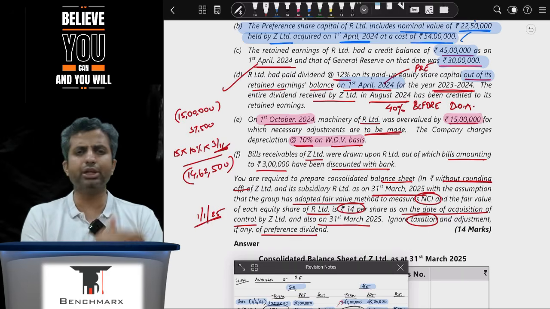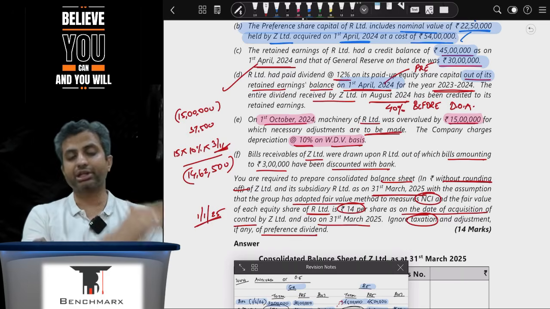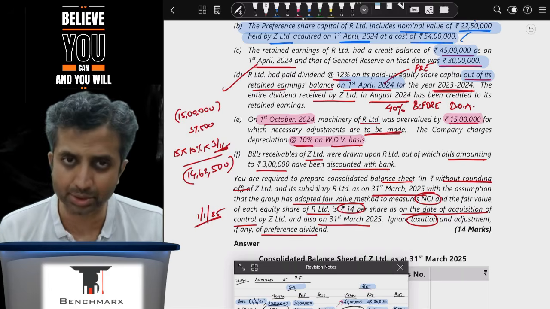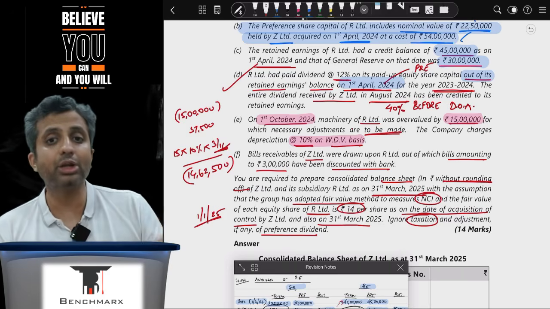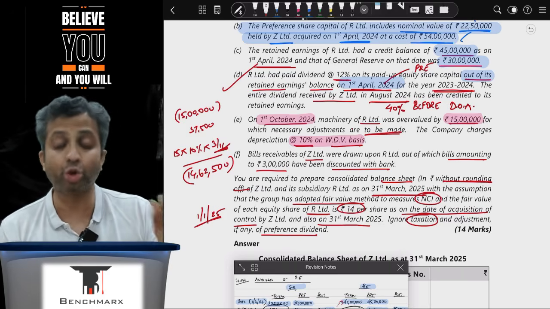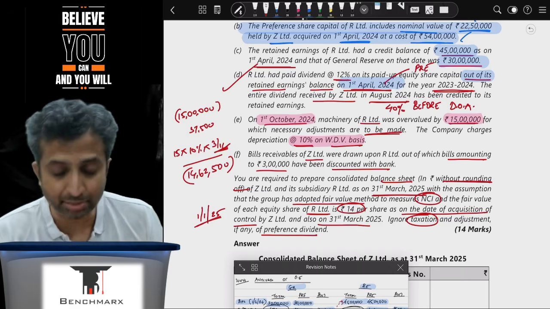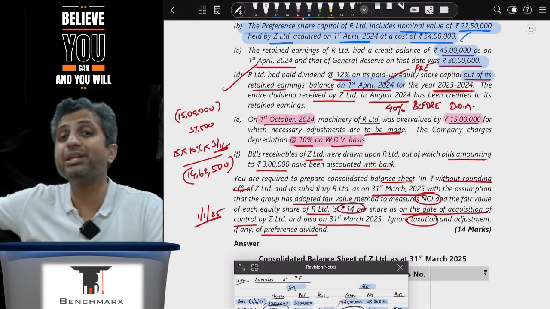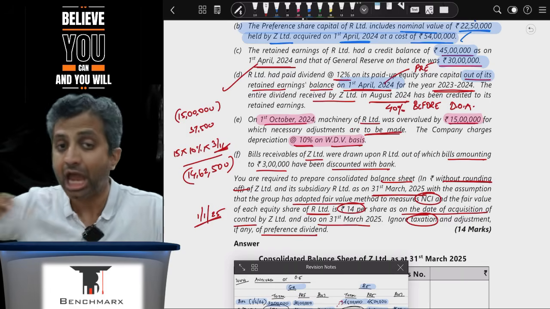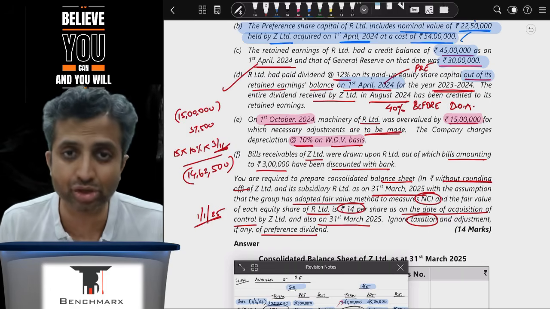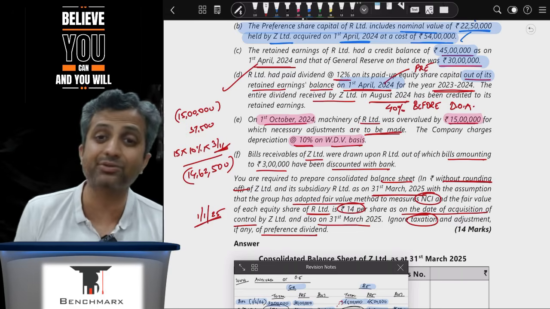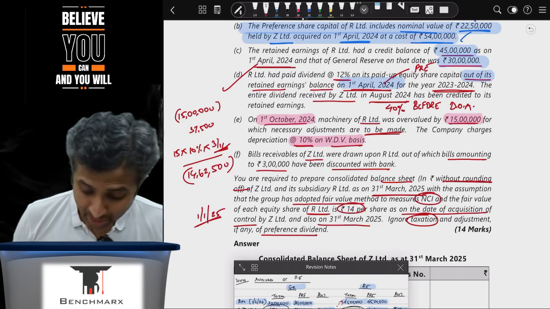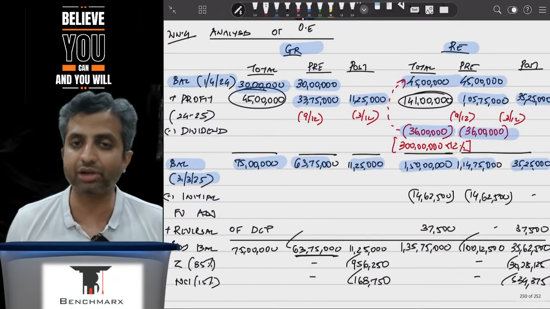Like if this 15 lakhs was on 1st January 25, then perfect. I would have directly reduced 15 lakhs from the machinery and correspondingly given effect to the pre-reserves. However, in this case, 15 lakhs is on 1st October. If it was overvalued by 15 lakhs on 1st October, that means the depreciation for the next 3 months would also have been additionally charged on that 15 lakhs, and hence we need to reverse that additional depreciation as well for those 3 months, which will be around 37,500, and hence 14,62,500 will be the base on which you will do the initial fair value adjustment.